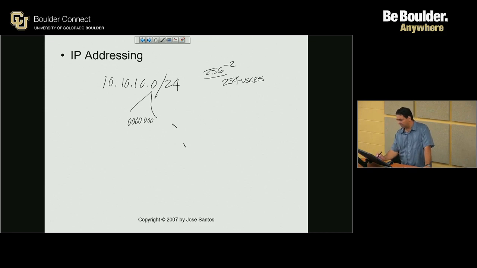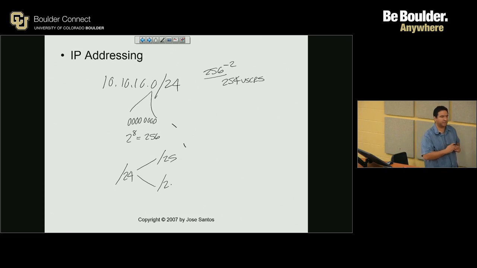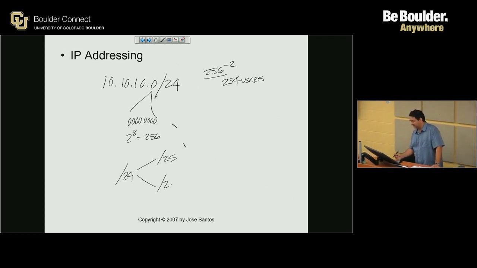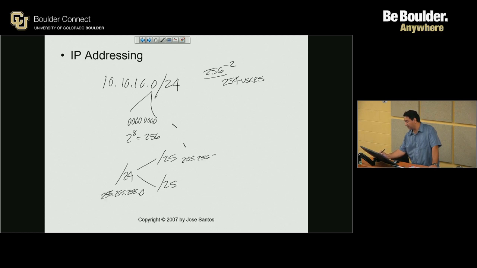Now, are you comfortable if I state that a single /24 splits into two /25s? What am I doing here? What happens when I grab a particular mask of 255.255.255.0? What are the masks that we're going to use on /25? 255.255.255.128. Again, why do we even care about splitting IP space?